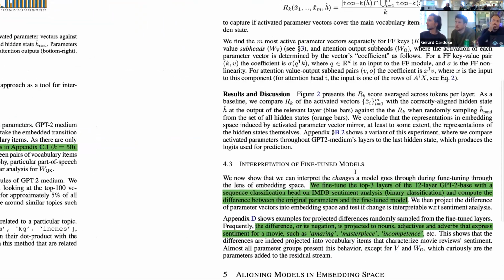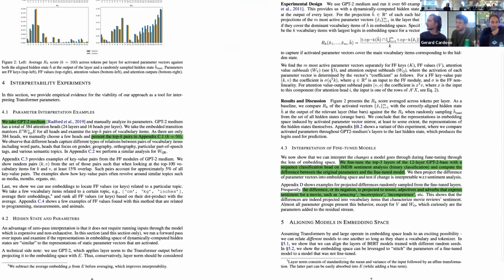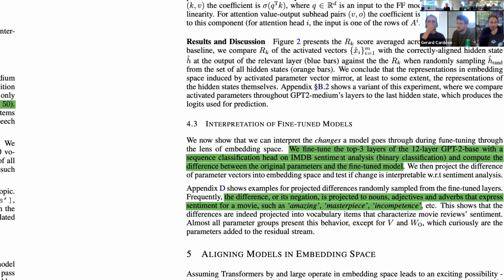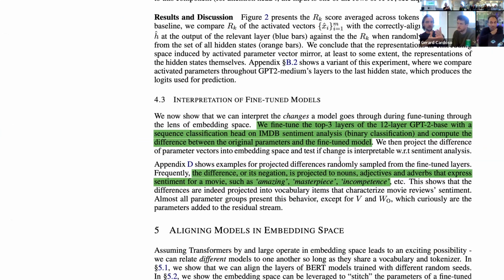Cool. So that's the first thing, the part I thought was really interesting. First they take the pre-trained model, just out of the box GPT-2, and say, can we interpret the parameters in this pre-trained model? Then they say, what happens if we fine-tune the model on a certain task? Can we interpret the changes in the parameters as well? Can we project the changes in parameters to the embedding space and make some kind of interpretation about what's happening to those parameters?